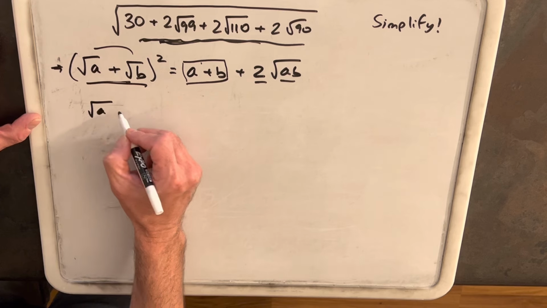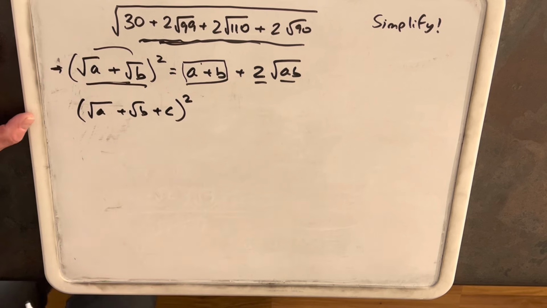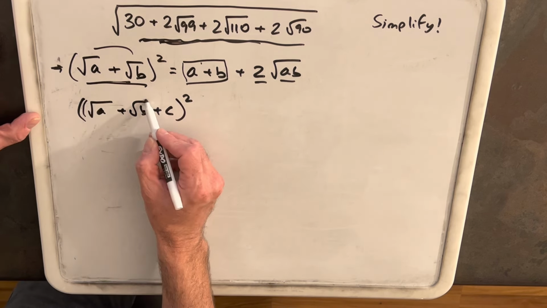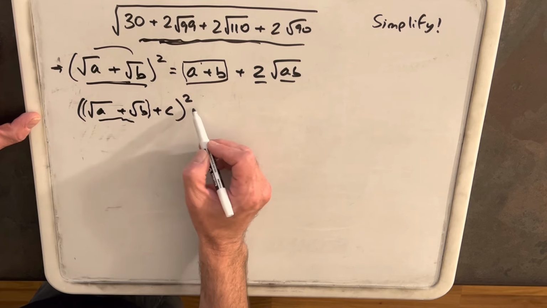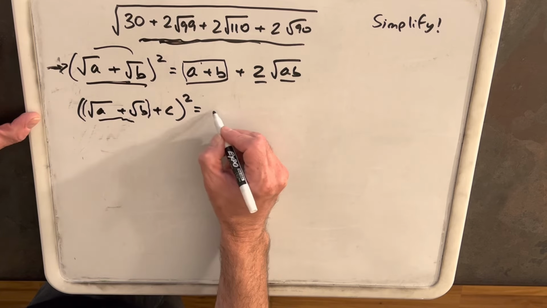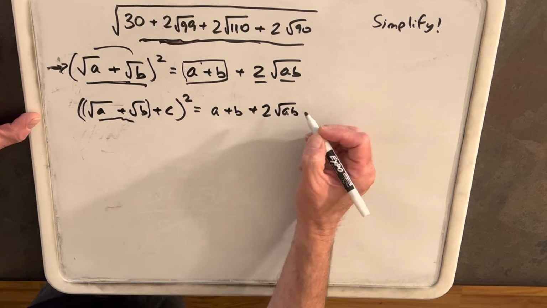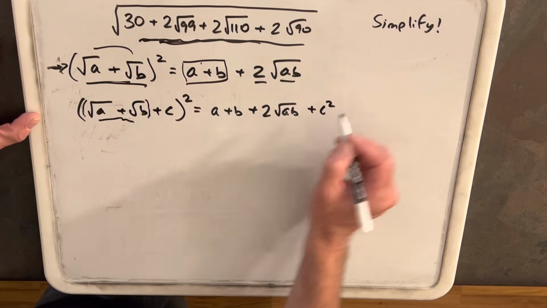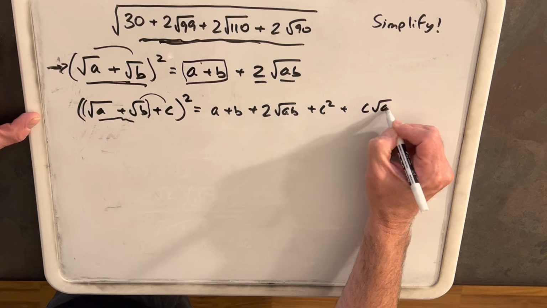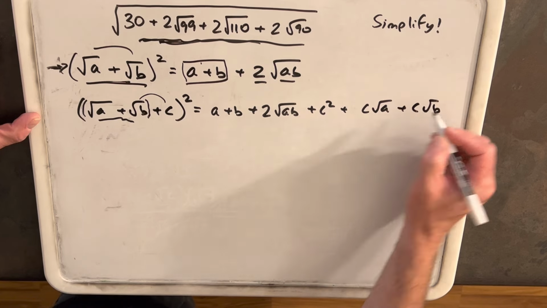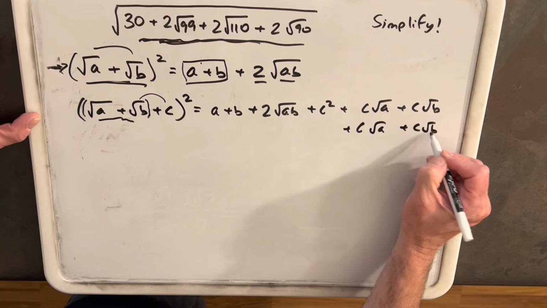We can look at the square root of a plus the square root of b plus c and square this. Now we can turn this into a binomial like that, just putting parentheses there. When we square this first term, we already know what that is because we just found it up here. And so that's going to be a plus b plus 2 times the square root of ab. We'll have a c squared, and then we're just going to multiply middle terms, and we'll have c times square root of a plus c times square root of b, but we'll get that twice multiplying it out, so we'll have another c square root of a, c square root of b.